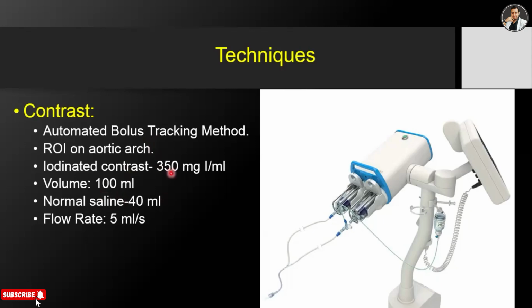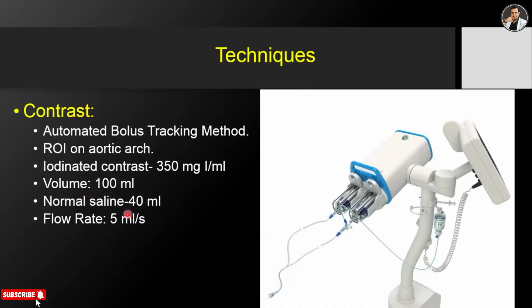The iodine contrast is 350 mg iodine per ml. That is the best. And we will give 100 ml contrast and 40 ml normal saline. And we will set the flow rate at 5 ml per second.